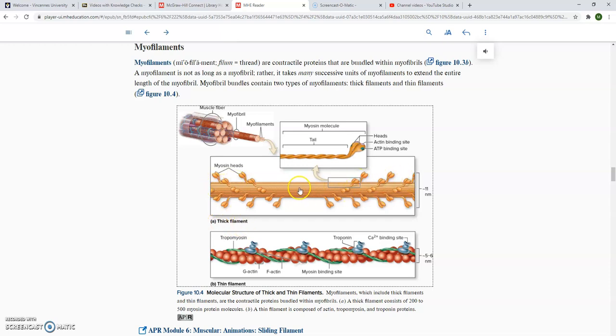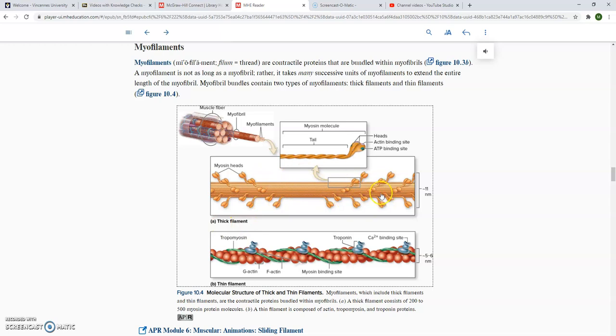So it looks like this. We have these long linear proteins, and at the end of them they have a head structure. So we call these the heads. And you can see one molecule of myosin, that's the name of this protein, looks like this. And then we put a bunch of them together and we get this thick filament.